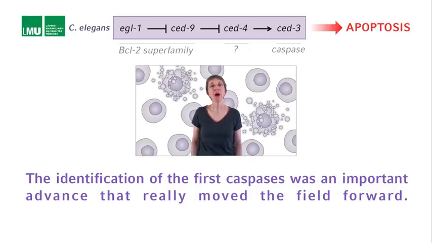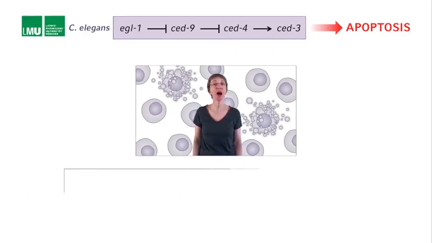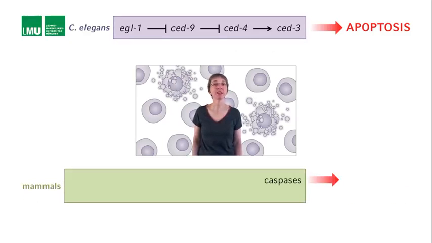Based on this genetic pathway in C. elegans, the functional characterization of the BCL2 superfamily and the observation that BCL2 is somehow involved in controlling the activity of caspase-3, the homologue of CED3, a similar pathway could be started to be drawn in mammals. In this pathway, the caspases act downstream to commit cells to the apoptotic fate.